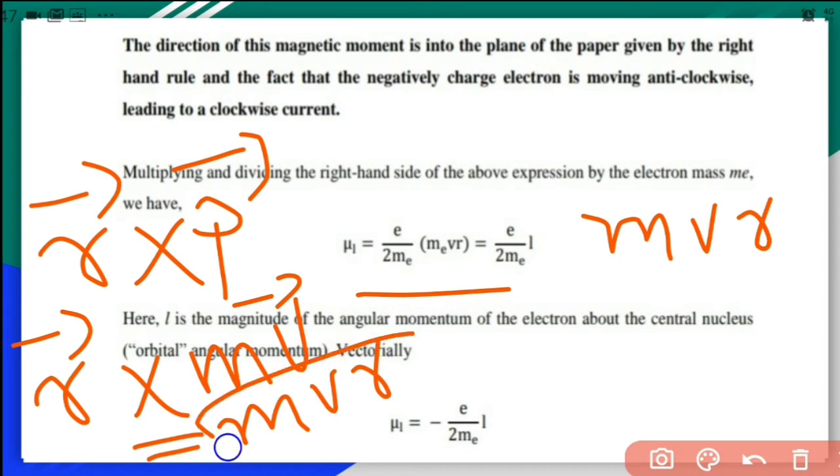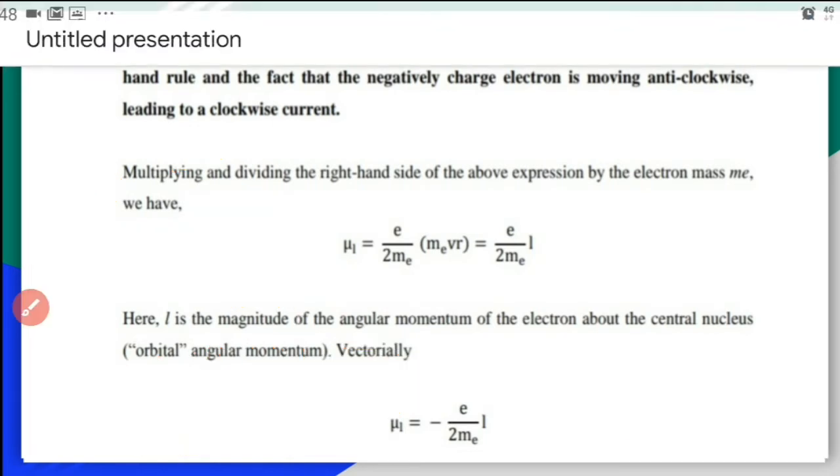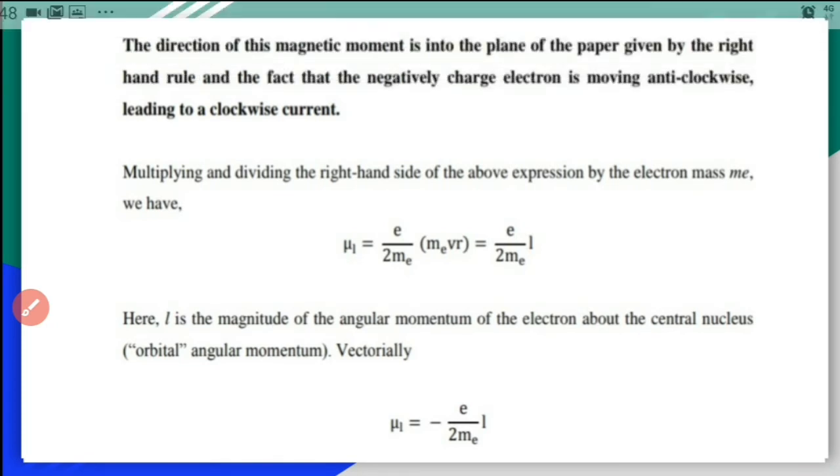So usually in circular motion, the angular momentum has the constant magnitude m v r, where m is the mass, v is the magnitude of velocity or the speed, and r is the radius. So here m e into v r stands for the angular momentum of the electron, which is in circular motion around the nucleus. So we replace that m e v r with L, where L stands for angular momentum of the electron.